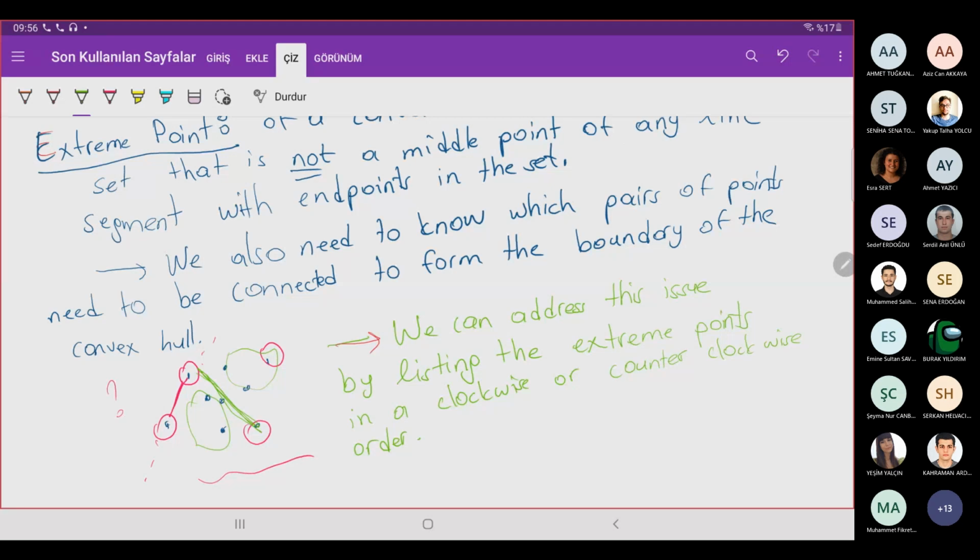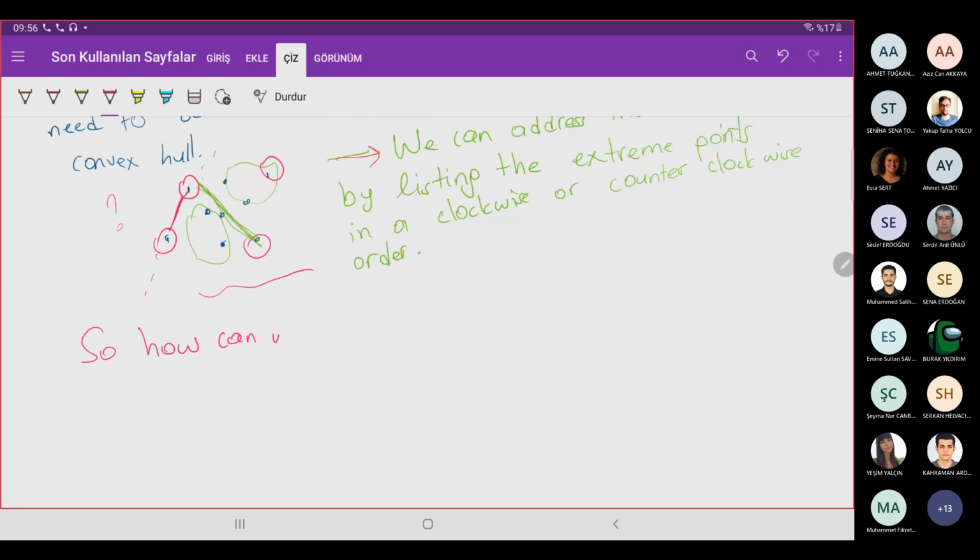So how can we solve this problem in a brute force manner? Like finding the set of extreme points.